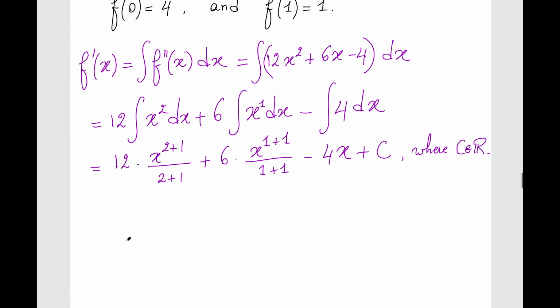Correct? And then let's do this quickly here. What's 2 plus 1? 3. 12 divided by 3 is 4. X to power 3, right? Plus 6 divided by 1 plus 1. What's 1 plus 1? 6 divided by 2? 3. X to power 2 minus 4x plus C. Don't forget, C is an arbitrary real number, right?